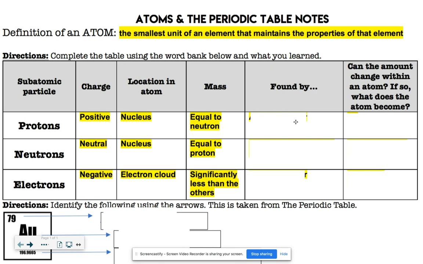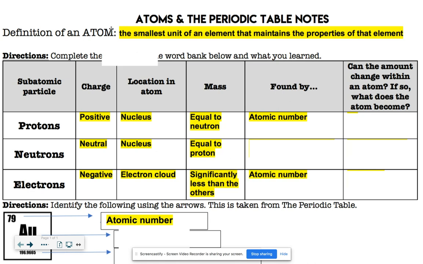Protons are found by looking at the atomic number. The atomic number is this number right here. So we'll go down to that one. Also, electrons and protons are equal. So if you know the protons are found by the atomic number, you can also see that the electrons are found by the atomic number.